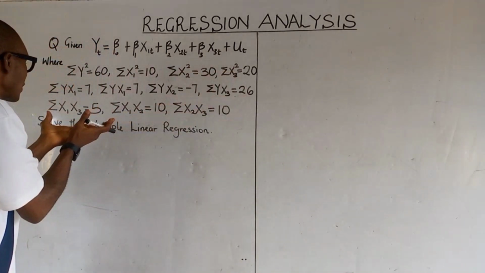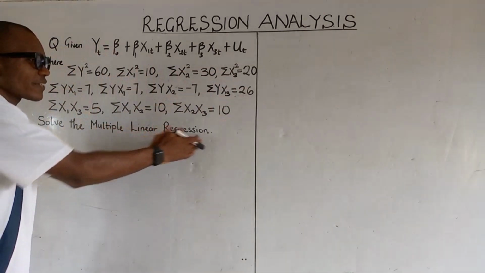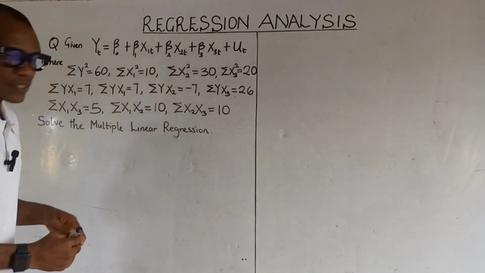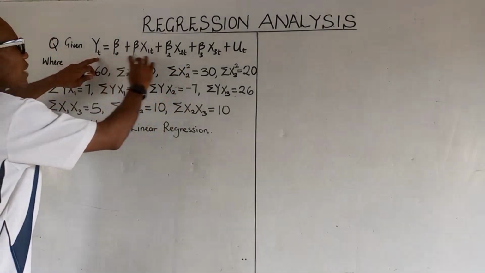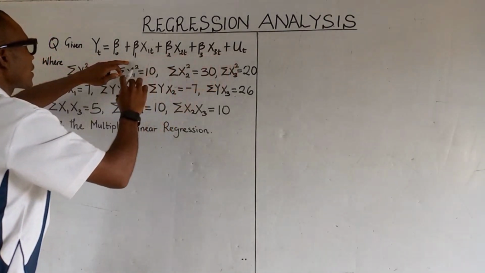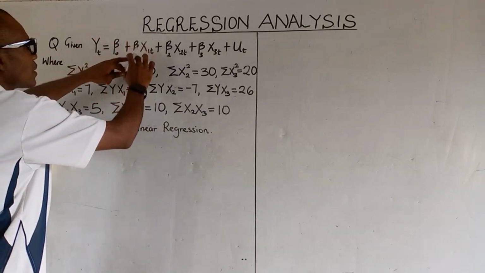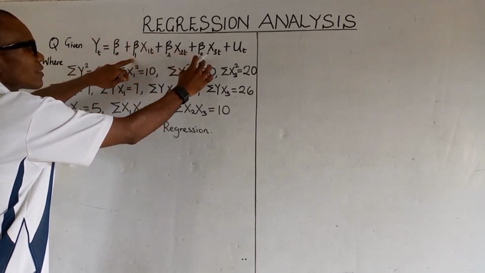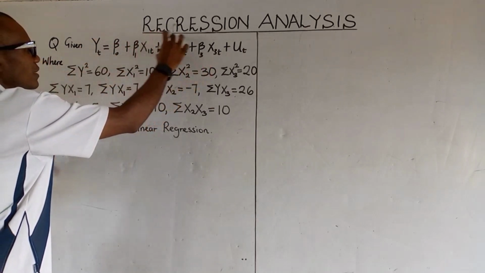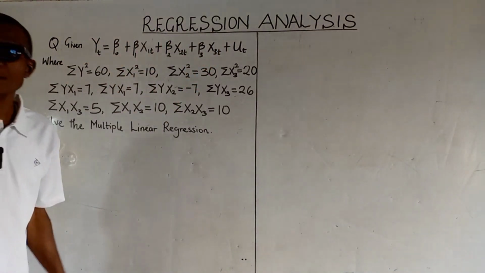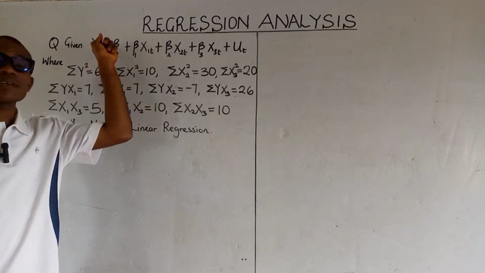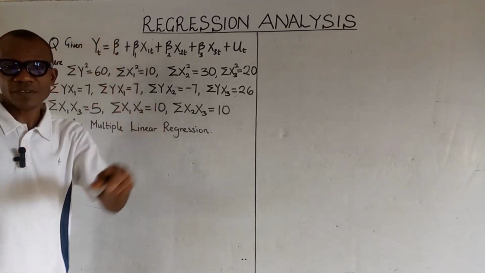This has been given already. It says solve for the multiple linear regression. How do you go about this? We need to note something first. If you see, we have about 3 independent variables here. These are slopes; these coefficients are called the intercepts, while these are the independent variables, while the y here is the dependent variable.